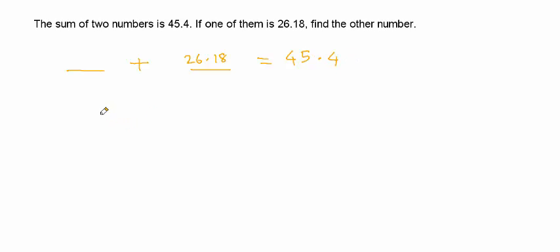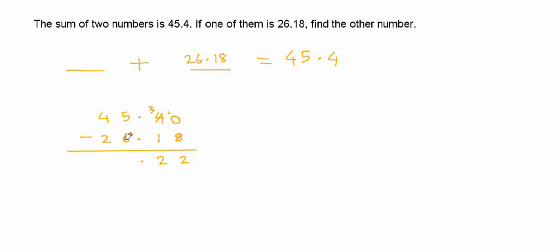So to find the other number, we pretty much do 45.4 minus 26.18, being sure to align the decimal points one below the other. So 26 comes on this side, 18 comes on this side, and in order to do the subtraction, you want to add a 0 after the 4 so that it looks like 45.40. 0 is less than 8, therefore borrow a 1. 10 minus 8 is 2. Change the 4 to a 3. 3 minus 1 is 2. Bring down the decimal point.